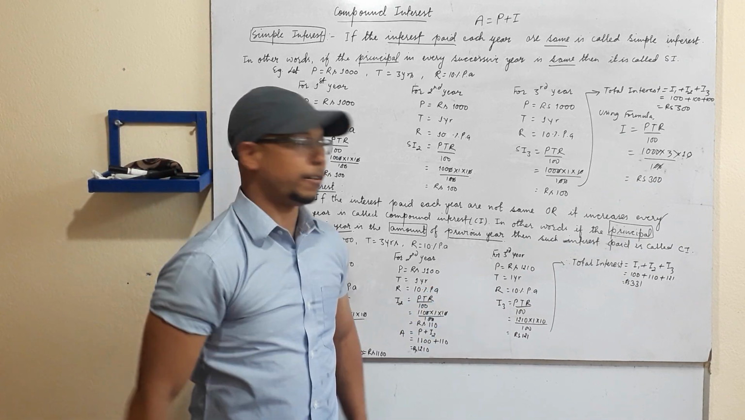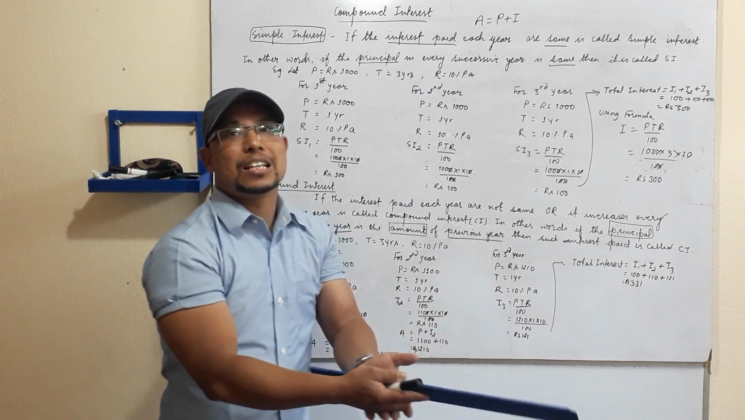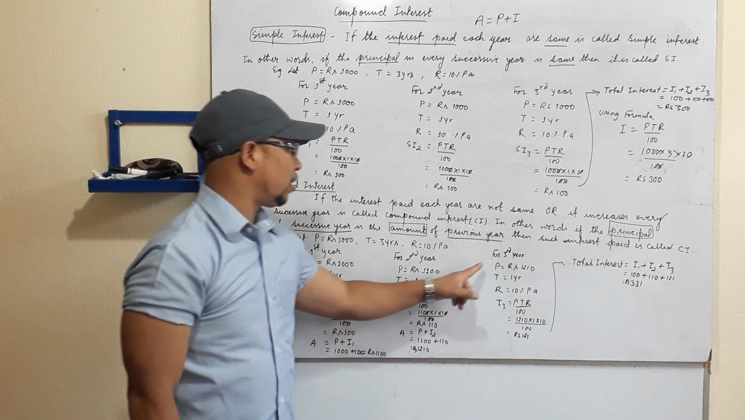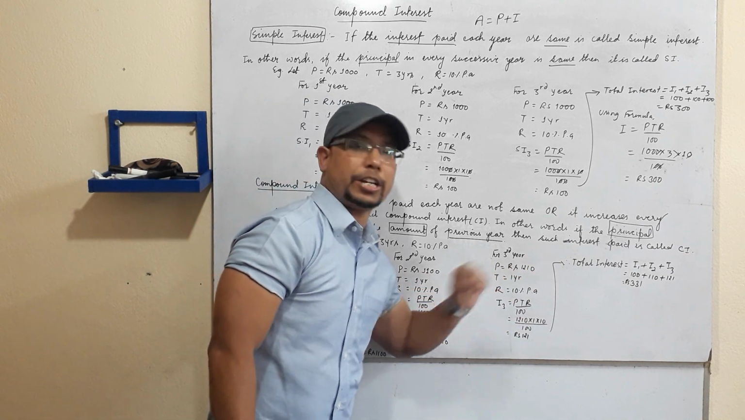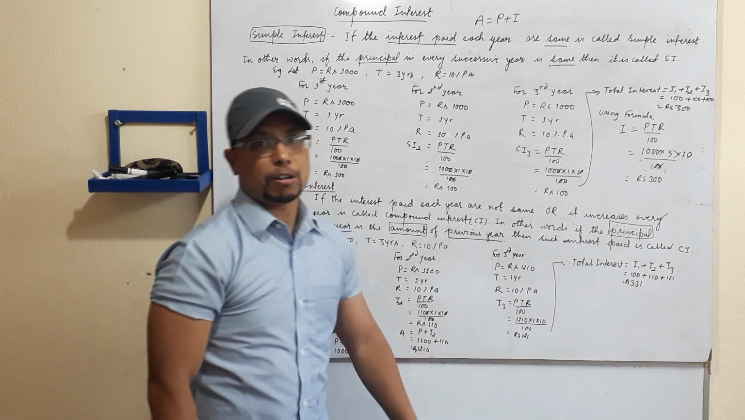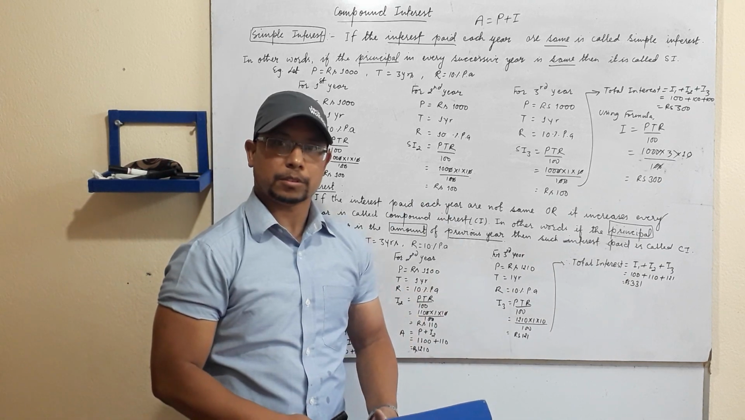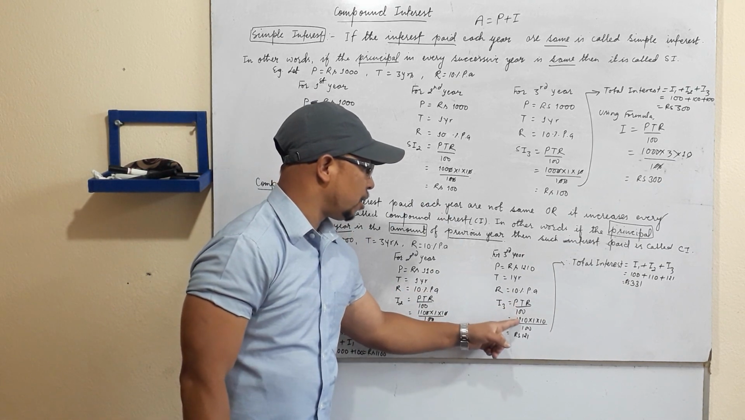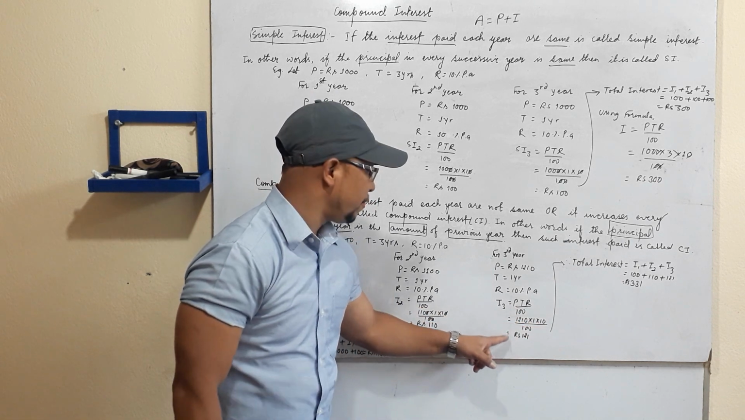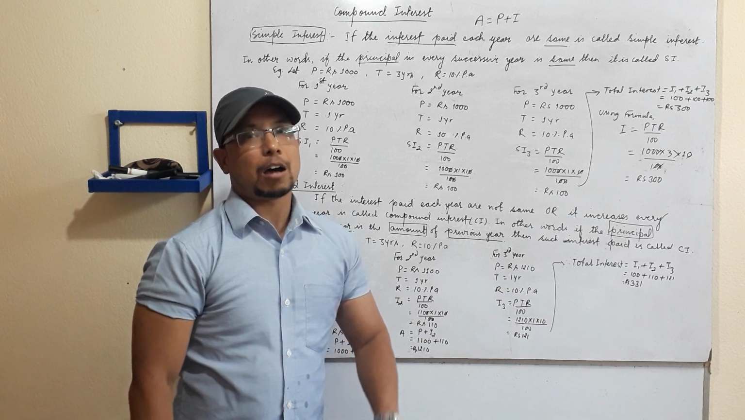Okay, now let's see the third year. The third year principal is the amount of the second year. So the second year amount is 1210 and the principal of the third year is 1210 rupees. Time is 1 year, rate is 10%. So I3 equals PTR by 100, because for one year we always use the simple interest formula. So 1210 rupees into 1 into 10 divided by 100. So your interest at the end of the third year is 121 rupees.